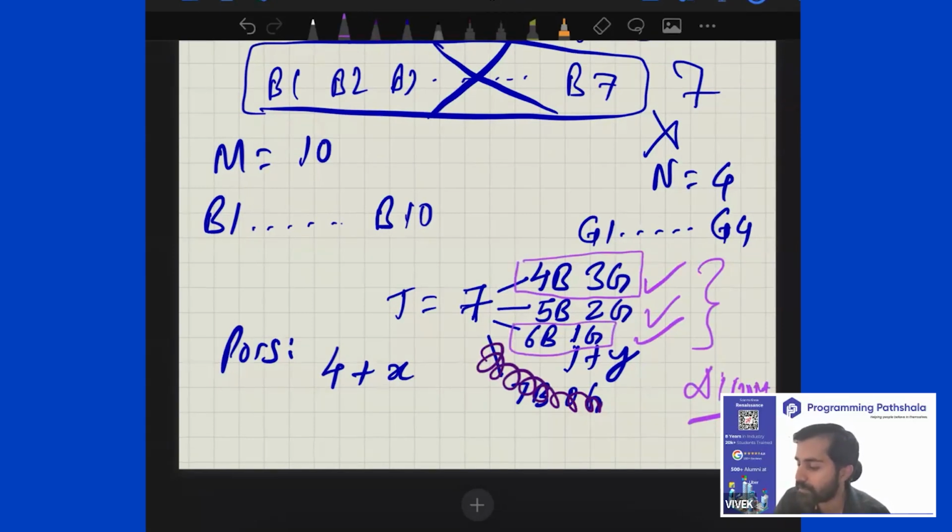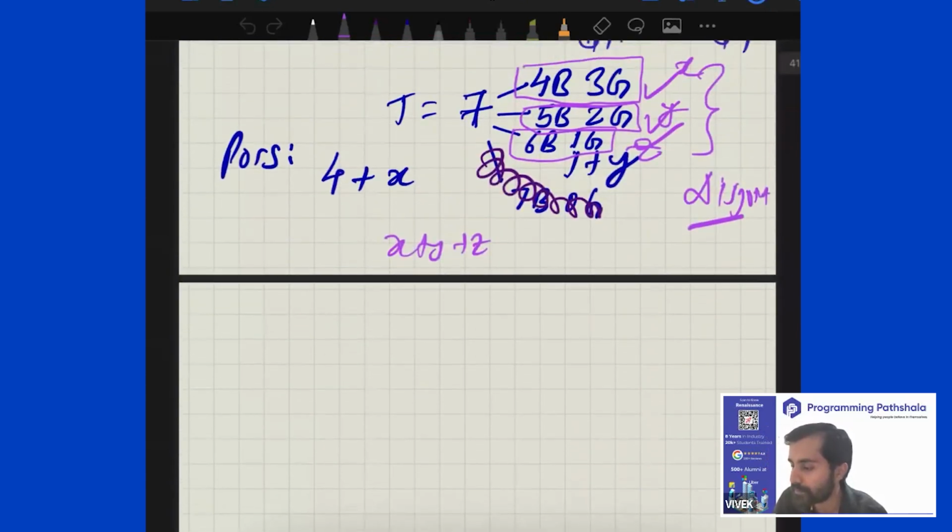It's impossible because a team in which there are 4 boys and 3 girls cannot be the same as a team in which there are 6 boys and 1 girl. So if the count of this combination is X, the count of this combination is Y, and the count of this combination is Z, then my answer will simply be equal to X plus Y plus Z. Is that making some sense? Yes or no? Okay.